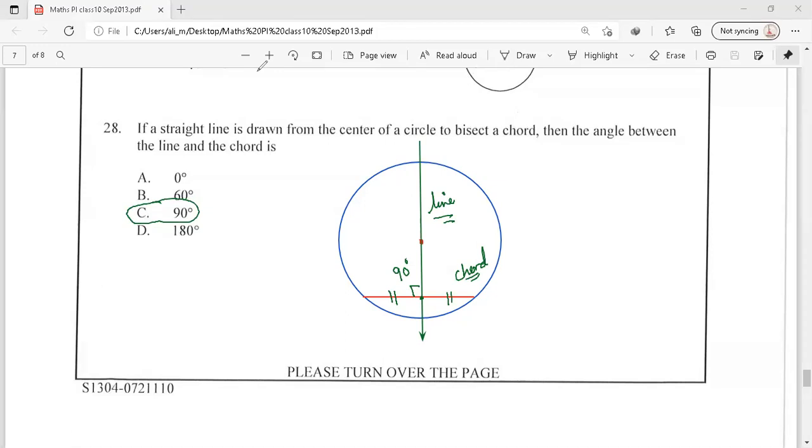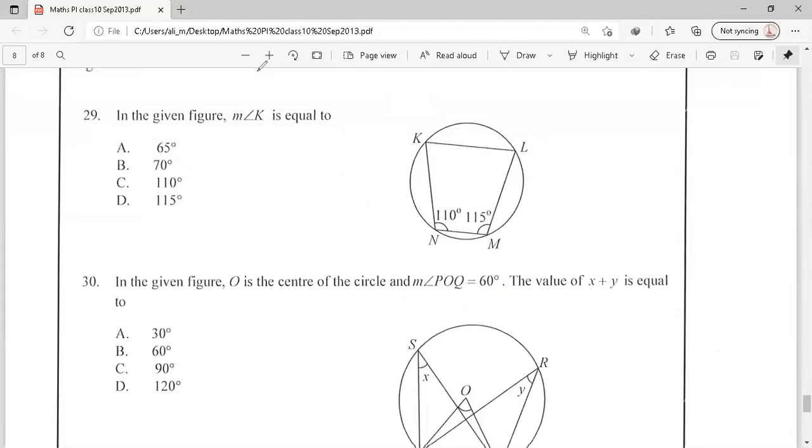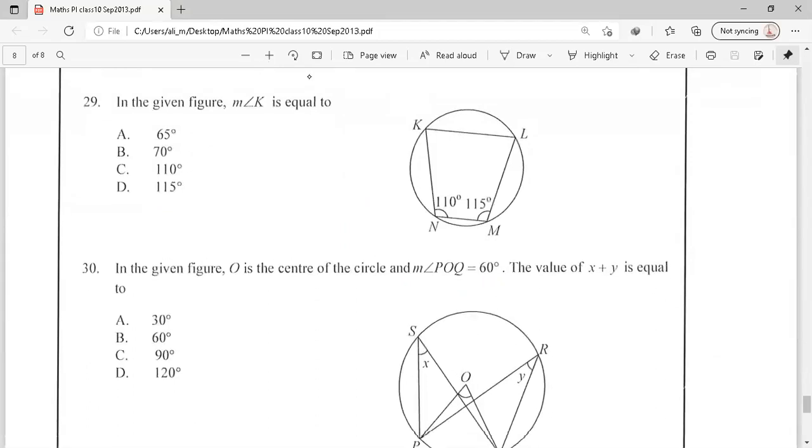Let's move to question number 29. In this question, we have a cyclic quadrilateral in a circle, and we have to find the angle K. As we have studied in the theorem, in a cyclic quadrilateral the opposite angles are always supplementary, that is, their sum is always equal to 180 degrees.